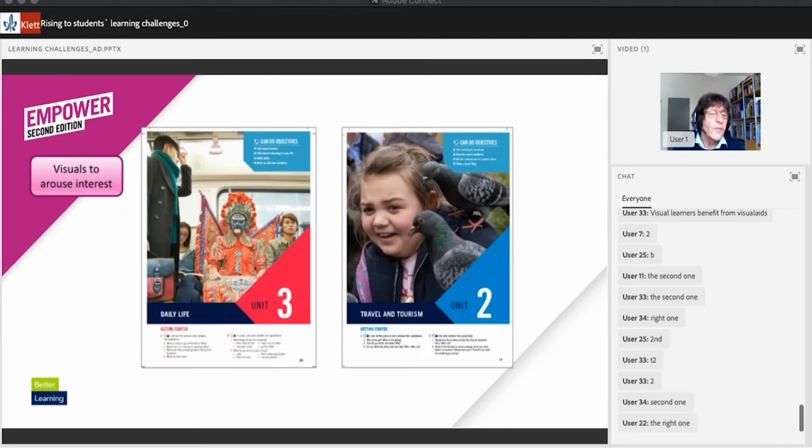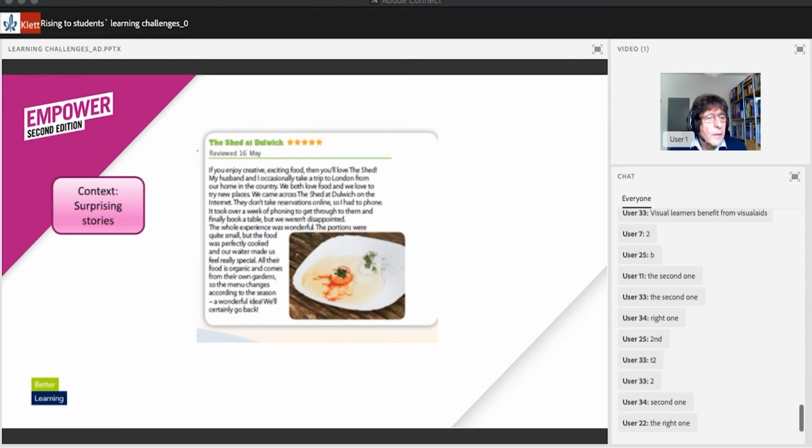So in Empower, we tried as far as possible to make use of this second kind of picture. I think very often teachers bring interesting pictures into class to arouse curiosity, to make the lesson more interesting. In Empower, we made use of pictures like this at the beginning of every unit. So each unit starts off with an interesting picture for discussion to get students curious and interested. There's one from the elementary level, A2 level, Unit 3, and one from the B1 level, Unit 2.